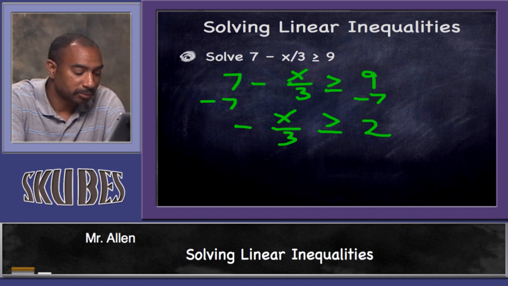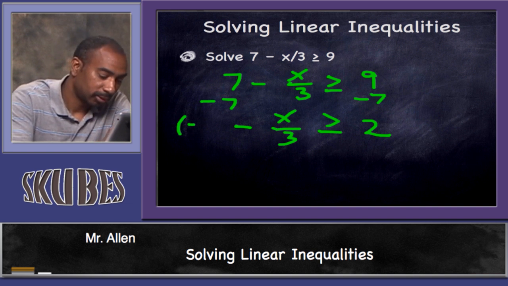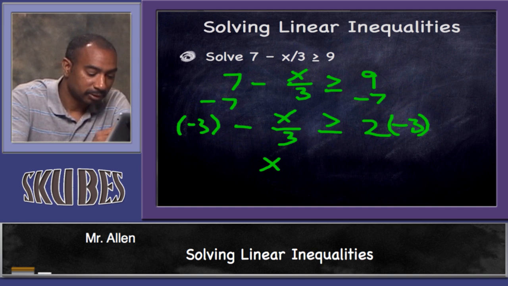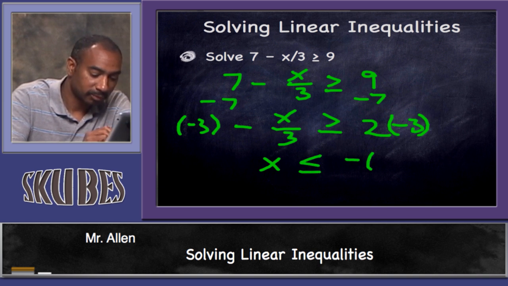And what you want to do is multiply both sides by negative 3. But since we're multiplying by a negative number, don't forget to change the inequality around. So we get positive x is, instead of greater than or equal to, we're going to put less than or equal to negative 6.